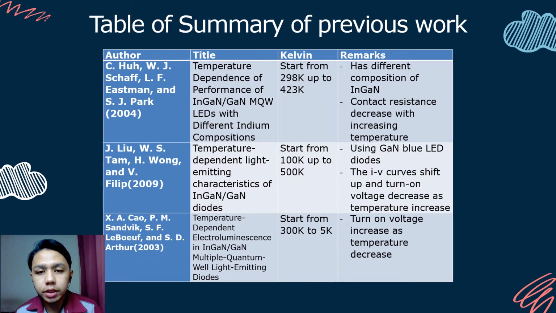Okay, this is the table of summary of previous work. I have compiled some of them to put in my presentation. As you can see from the title itself, it clearly says what they are focusing on. Some of them are temperature dependence of performance of InGaN with multiple quantum well, some of them with temperature dependent characteristic, and also temperature dependent electroluminescence. They all have a different Kelvin, and I have put the difference in the remark section here.